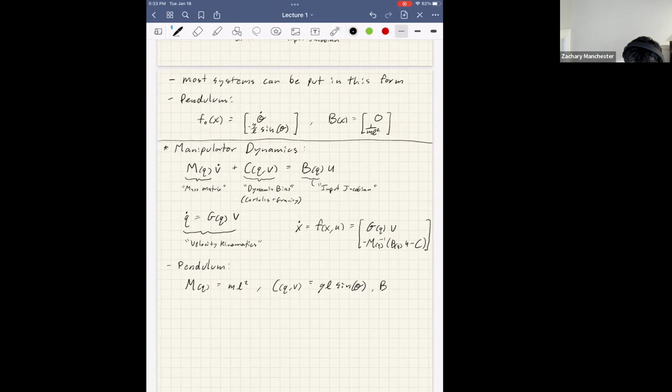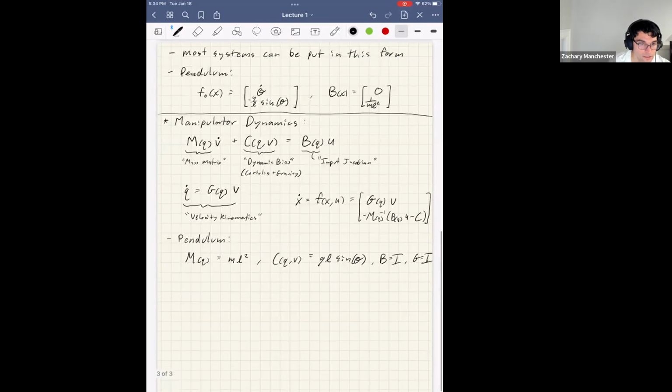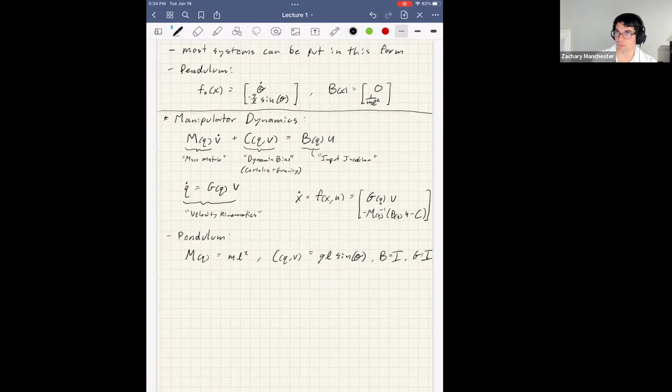So then the B here is the identity, and because q dot equals v here, we're just using theta dot for v. That kinematic Jacobian is also the identity. Okay, so any questions about that?